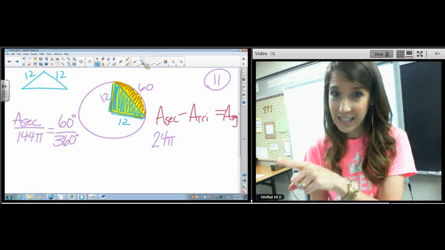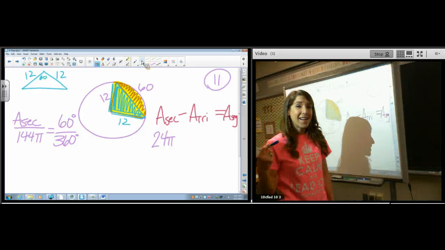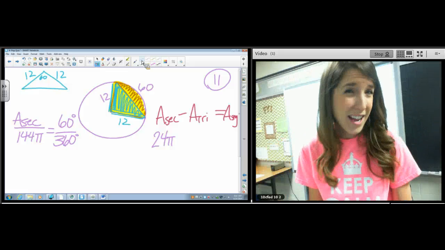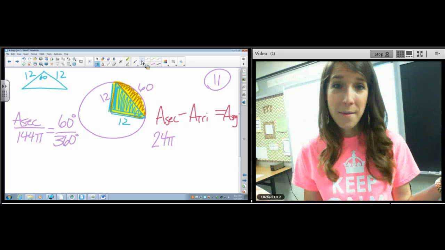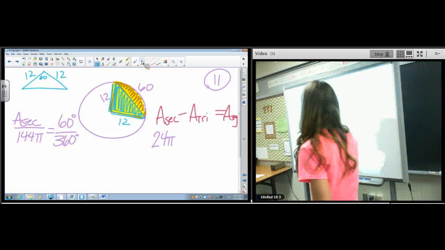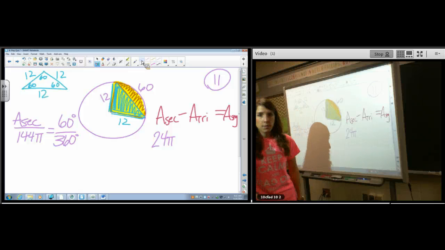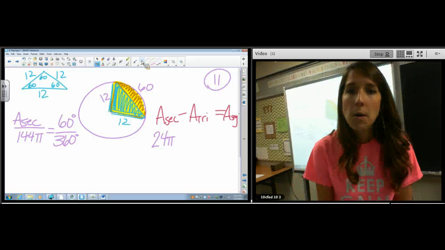But wait a minute, the central angle is 60. So that means that this angle right here is 60. Now, if I've got an isosceles triangle with a vertex angle of 60, then automatically that's an equilateral triangle, because the angles left have to be congruent, and the only way to divide 120 by 2 is to get 60. So that is actually an equilateral triangle.